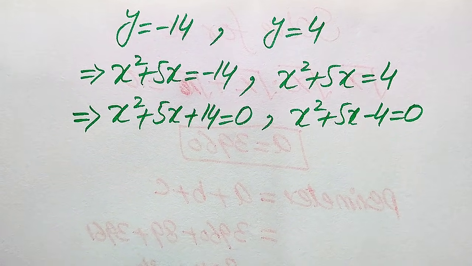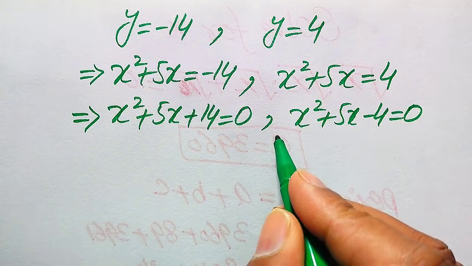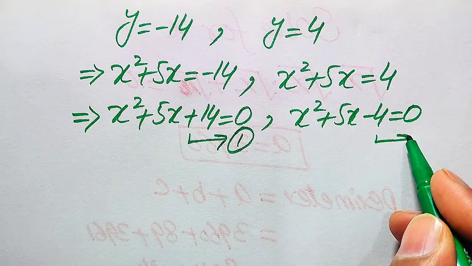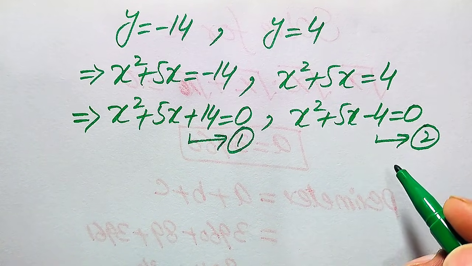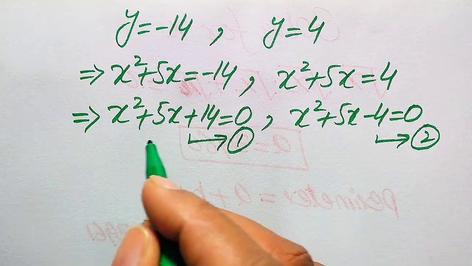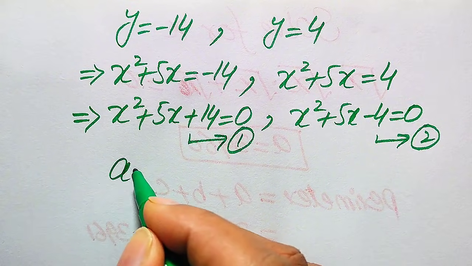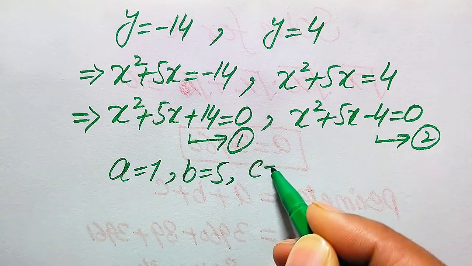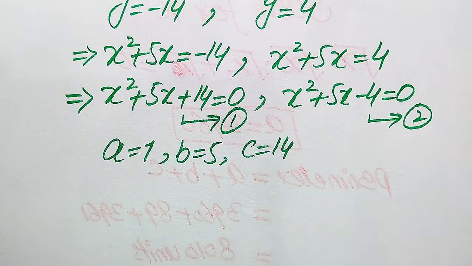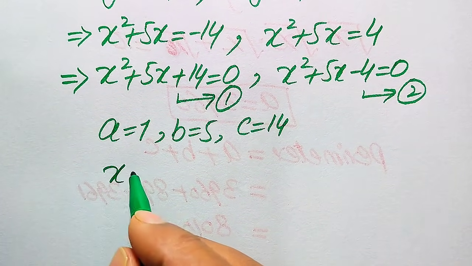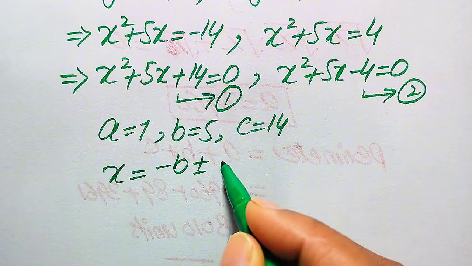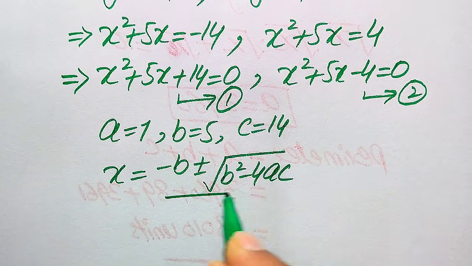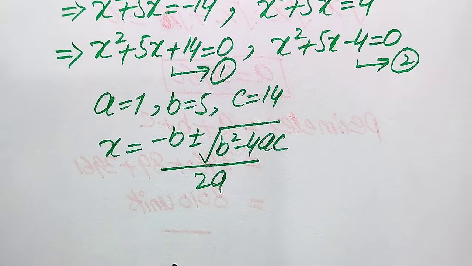So here we use the quadratic formula to solve both of these two equations, but first we solve this equation number 1. Okay, we call this equation number 1 and this is our equation number 2. We solve these two equations separately, and here first we write the coefficients of this equation: a equals 1, b equals 5, and c equals 14. And we state the quadratic formula as x equals minus b plus minus square root of b square minus 4ac, divided by 2a.